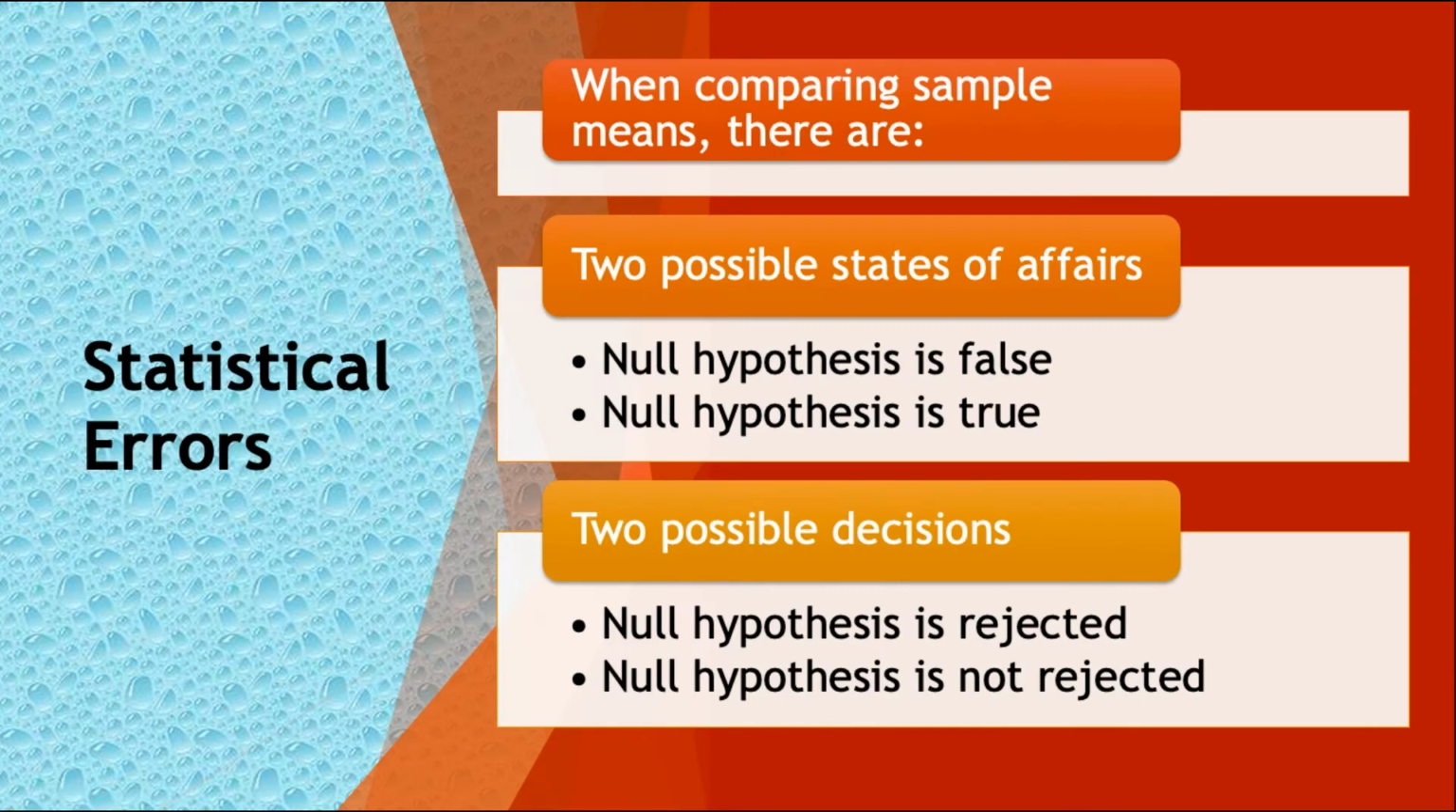Then we have statistical errors. When making a comparison between two sample means, there are two possible states of affairs: the null hypothesis is true or it is false. And there are two possible decisions you can make: to reject the null hypothesis or to not reject it. In combination, these conditions lead to four possible outcomes, and this is represented in the following graph.